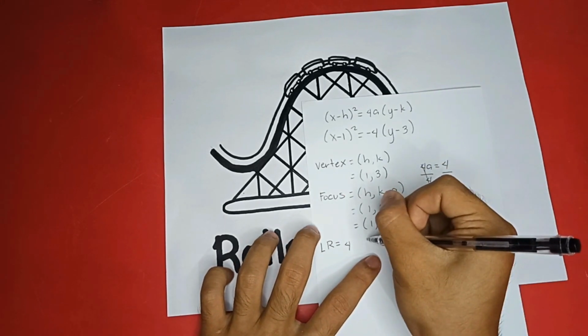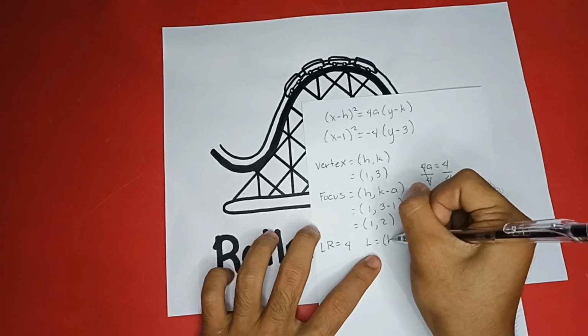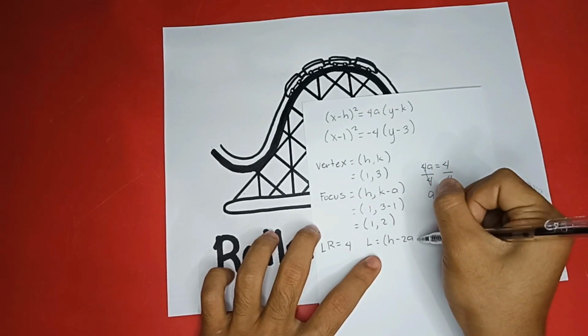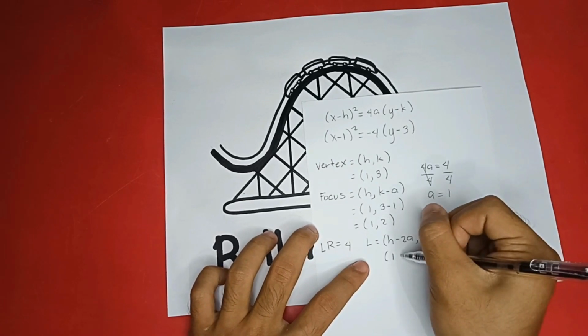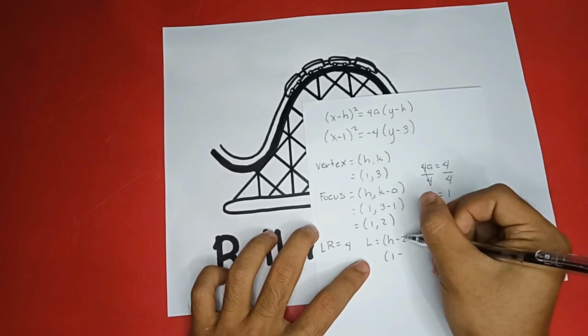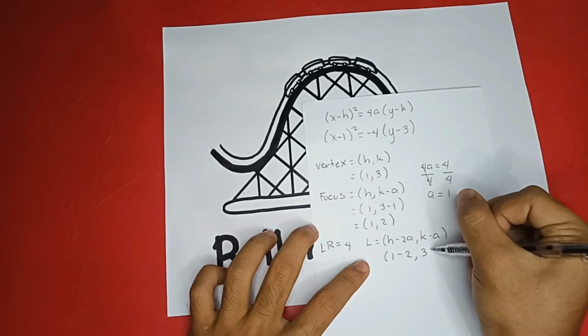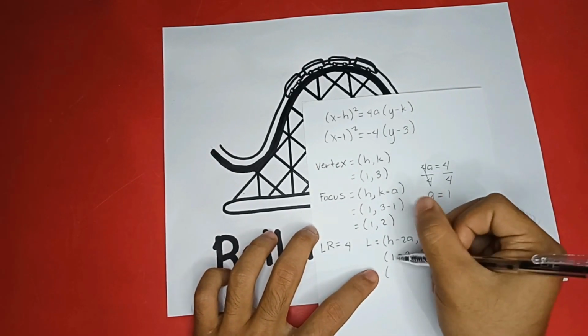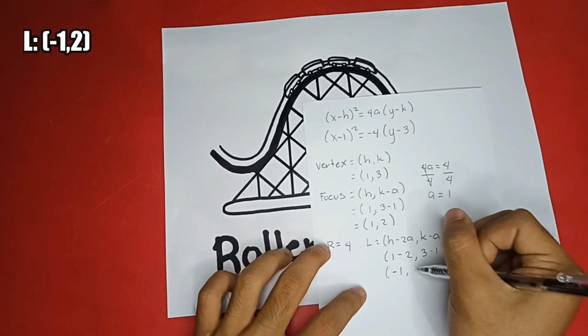Next, we're going to solve for L. The equation of L is (h - 2a, k - a). Our h is 1, and a is also 1. 2 times 1 equals 2. Next is k. Our k is 3 and our a is 1. 1 minus 2 is negative 1, and 3 minus 1 equals 2.